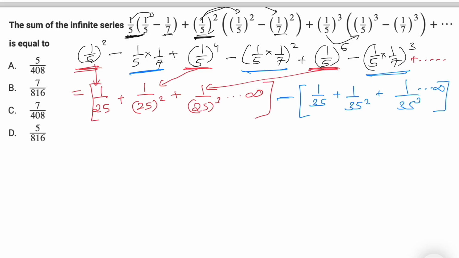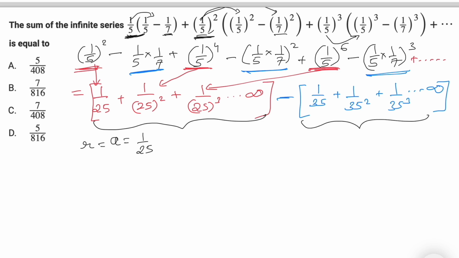And this continues till infinite terms. Now, carefully observing these two parts, we can say that we have two infinite GPs getting formed, right? This is an infinite GP. The first term here is 1 by 25, and so is the common ratio. Similarly, on this side, the second part, the blue part, also we have an infinite GP. The first term is 1 by 35, and so is the common ratio. We always know that for the sum of the infinite terms of a GP, it is A upon 1 minus R. And now we can very quickly solve this question.